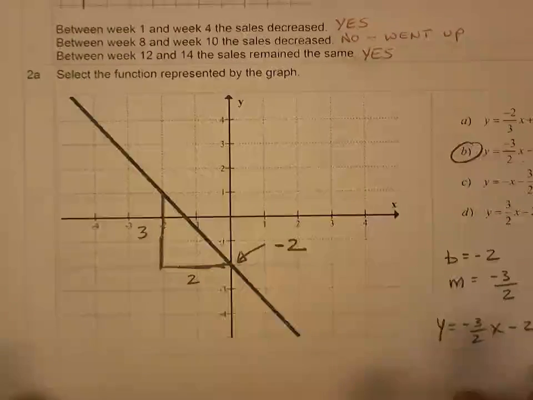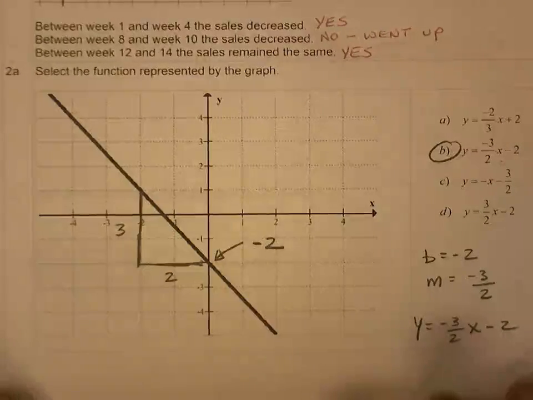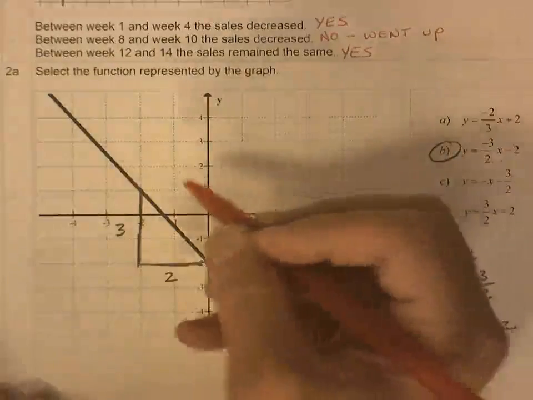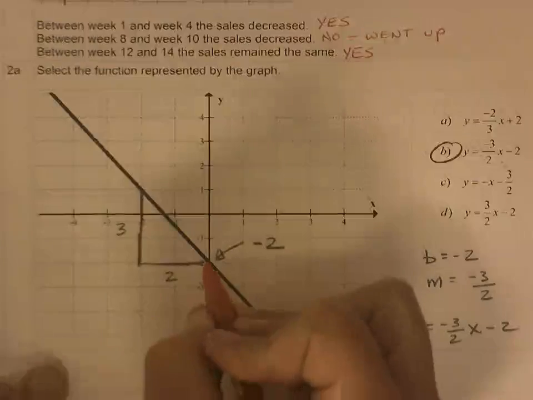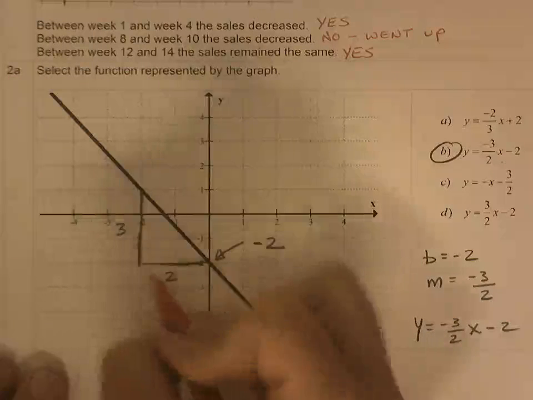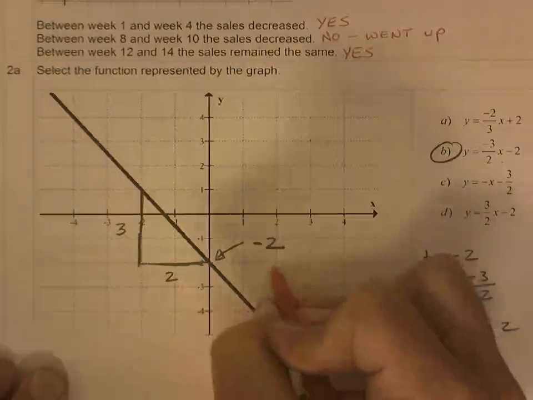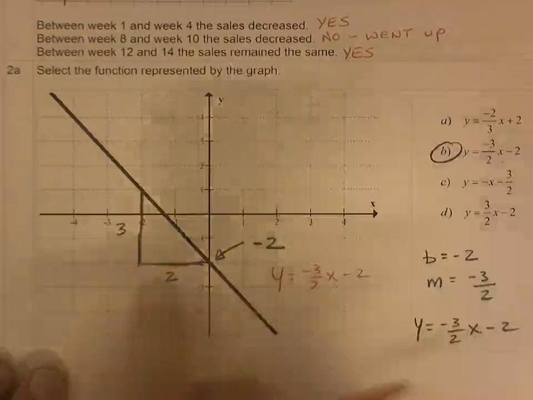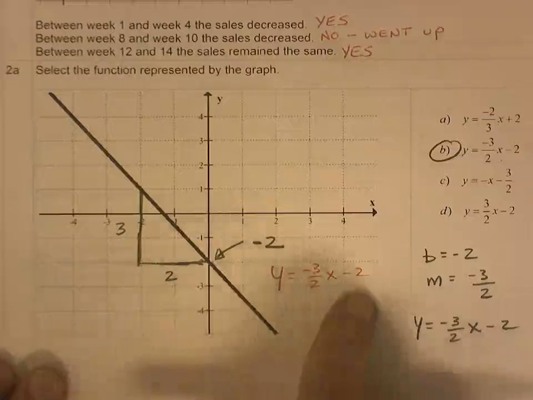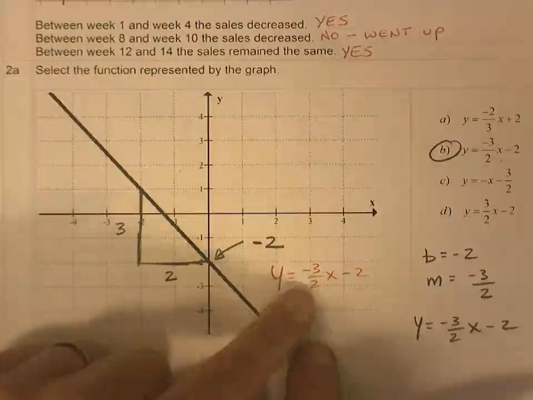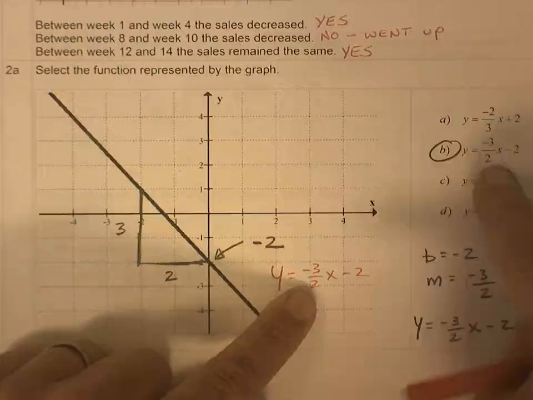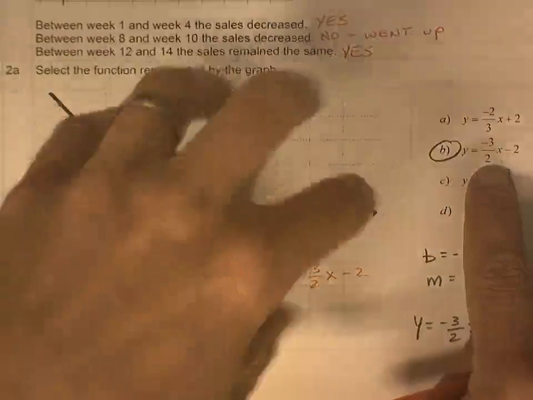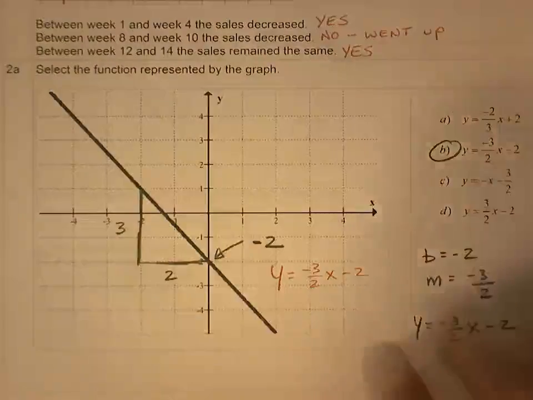Number 2, let's match the function with the graph. Well, I'm going to start by finding the function for this. The intercept's at 2 and the slope is -3/2. So it's y equals -3/2 x minus 2. Rise over run. There it is. Let's match it up. That matches up with B. They match. So I'm going to encourage you to build the equation and then try to match it up.